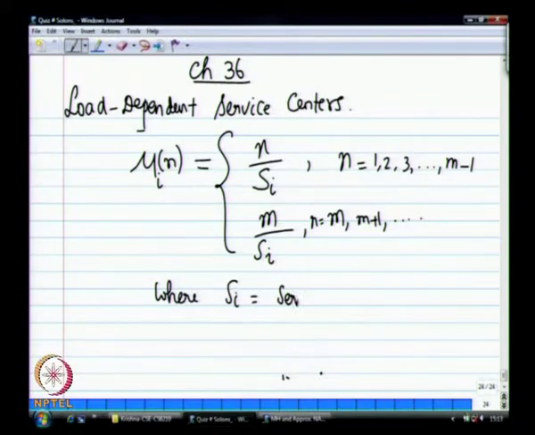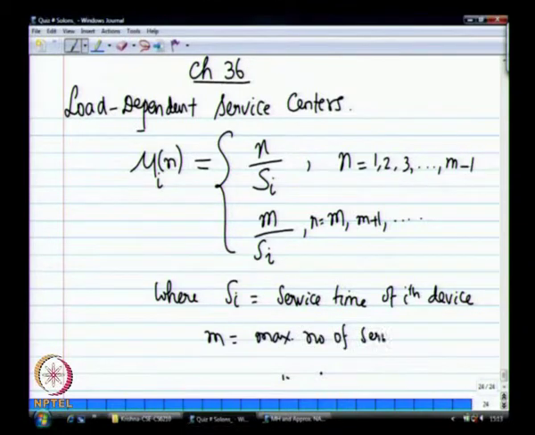Here S_i is the service time of the ith device and m is the maximum number of servers at the ith device. So basically your M/M/m server. This is another way of defining it, that the service rate of this queue varies with the number of customers waiting for service.